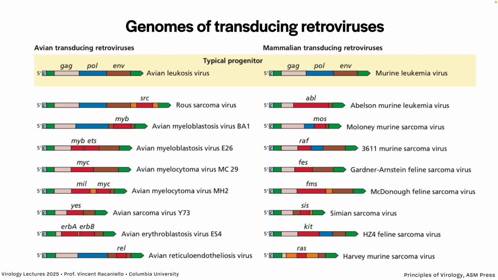On the right are mammalian transducing viruses. You could do the same experiment in mice or cats or even non-human primates. So you can see murine leukemia virus, GAG, POL, envelope. You can isolate different kinds of cancer-causing viruses, leukemia, sarcomas, in mice and in cats. And you can isolate viruses from them that have picked up a cellular oncogene, which makes them transform cells and eventually leads to cancer.